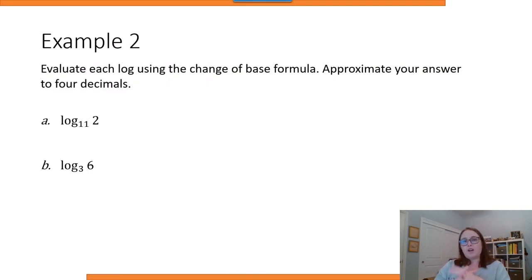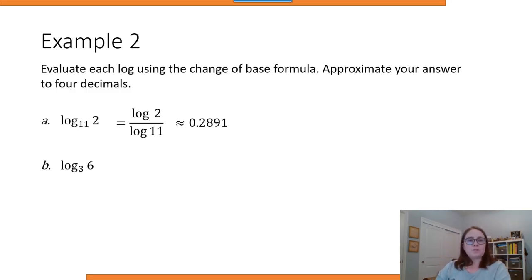I want to evaluate each log using the change of base formula, and we're going to approximate our answers to 4 decimals. So you absolutely need a calculator to do these 2 problems. The first one is log base 11 of 2. If I convert that to common log, that would be log of 2 divided by log of 11. I can plug that into my calculator to get an approximation. If you test this out with your calculator, you should get about 0.2891.